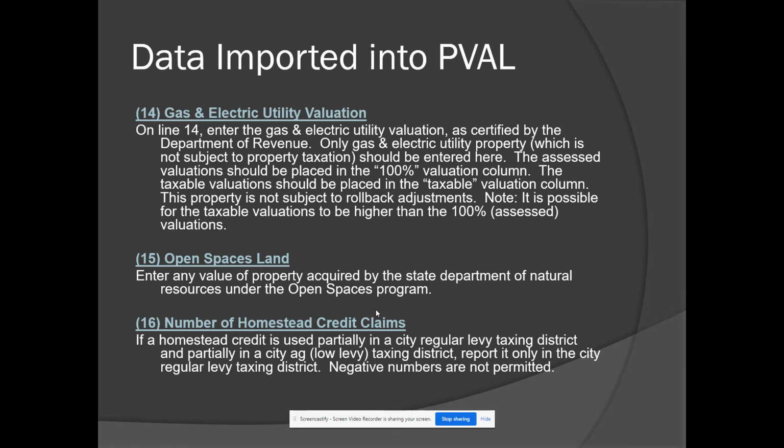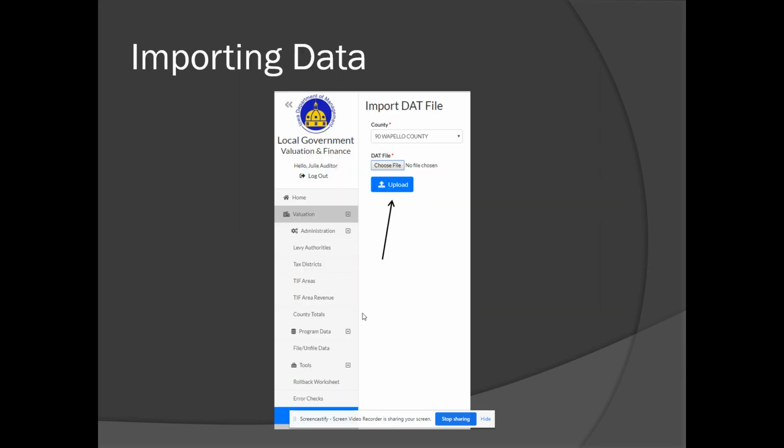Again, this property is not subject to rollback adjustments, but it is possible for the taxable to actually be higher than the 100% just because of the way that those are calculated in a different manner. Open spaces is on line 15, and then you're going to be reporting the number of homestead credit claims. Negative numbers are not permitted for homestead. So that's the data that you're going to be importing.